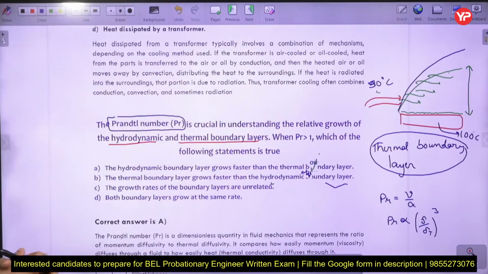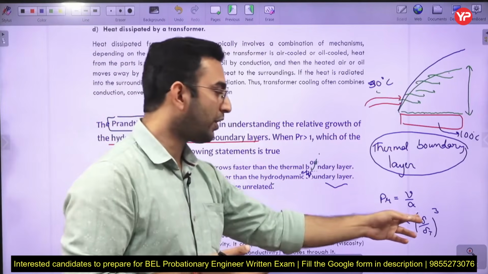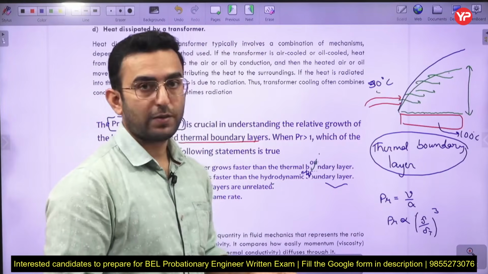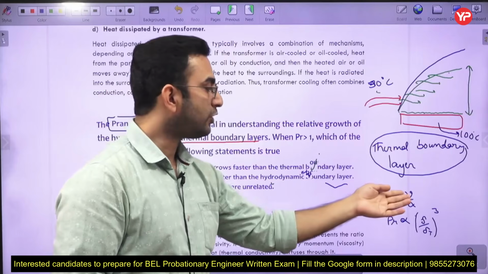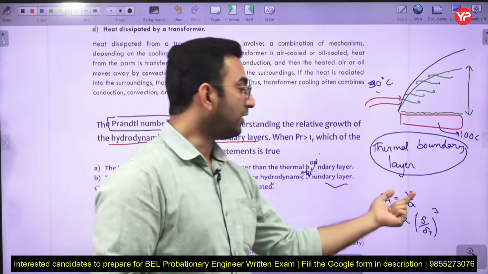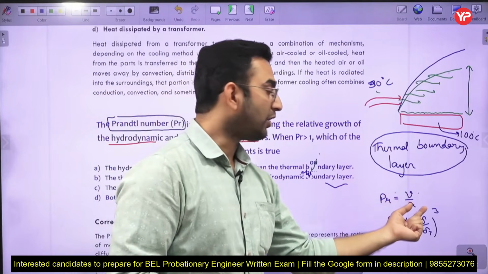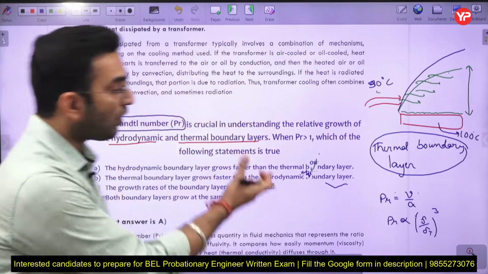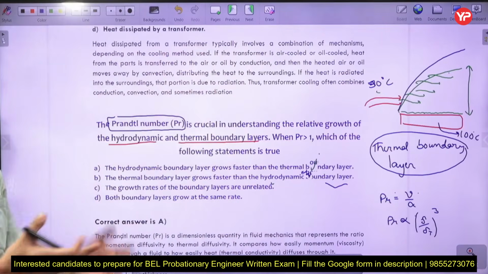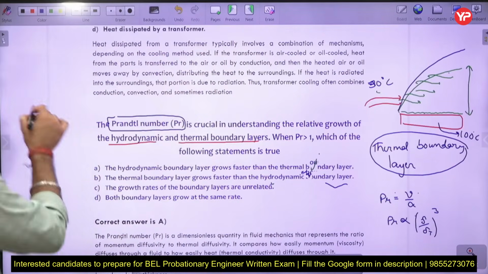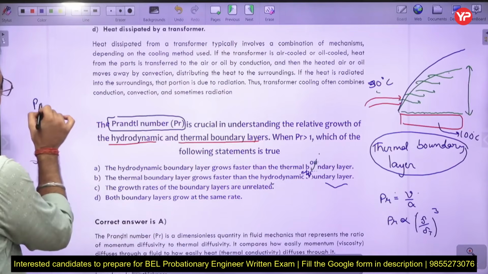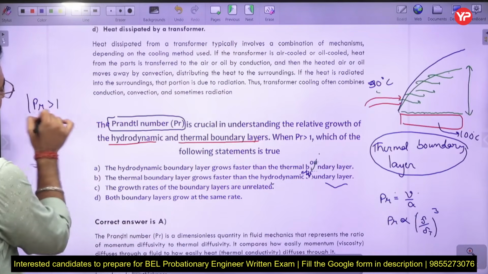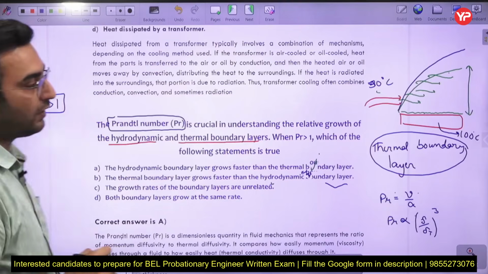Now you can see it is basically comparing the relative strength of the hydrodynamic boundary layer to the thermal boundary layer here. It is defined as a ratio. It is also comparing the momentum diffusion rate to the thermal diffusion rate. Now on the basis of the value of the Prandtl number, we may have different conclusions. For example, when the Prandtl number is more than 1, what will happen?